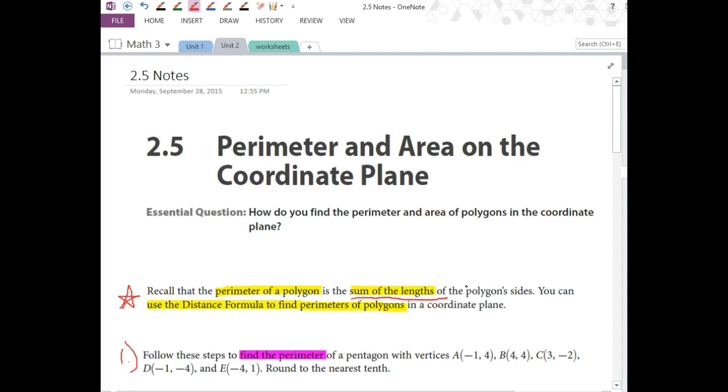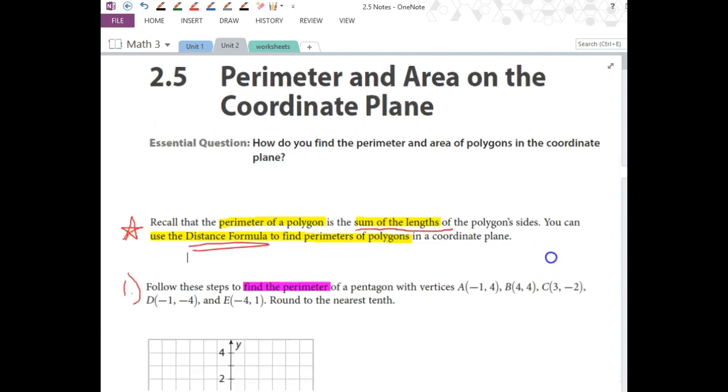Everybody knows what a polygon is, right? What does poly mean? Many. So an enclosed figure can have any amount of sides. We are going to use the distance formula to find the perimeter around these polygons. Are you ready?